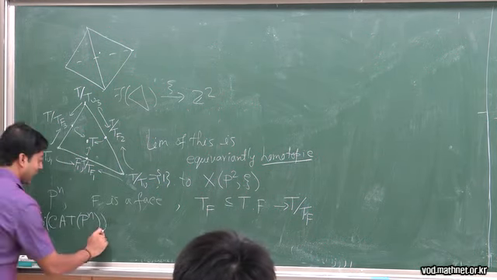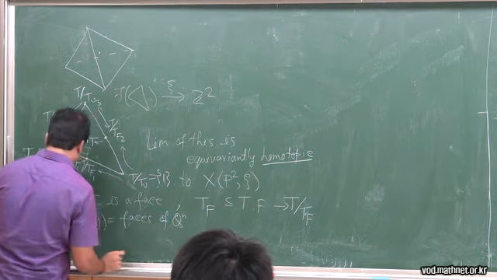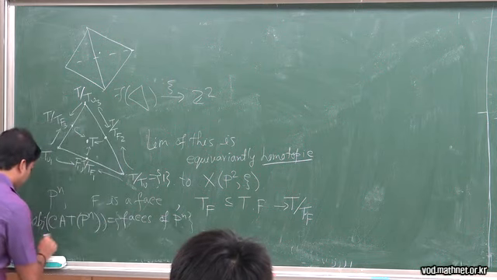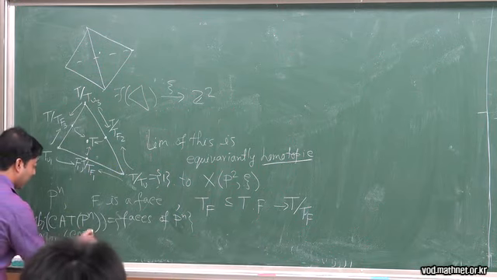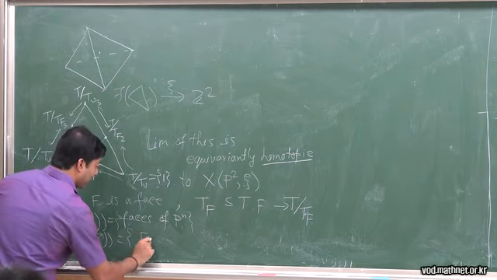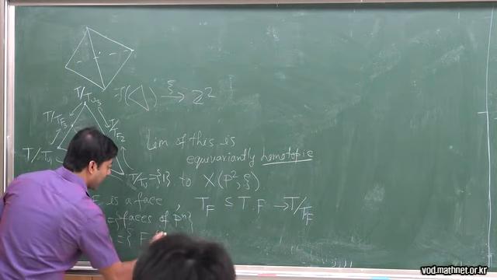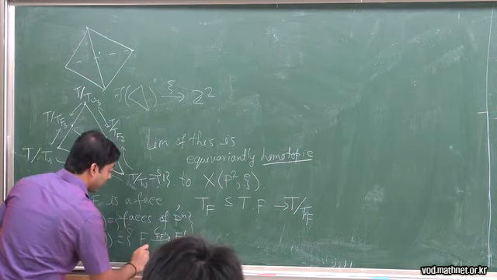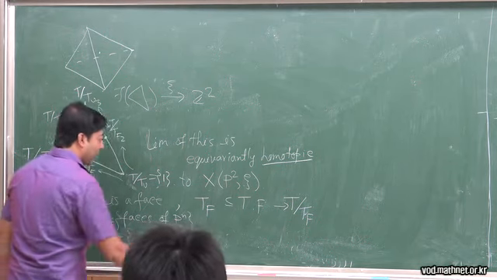The objects of this category are faces of Qn, it is Pn, and the morphisms in this category Pn are the inclusions: F is included in F prime, I will say iota F prime, just inclusion.